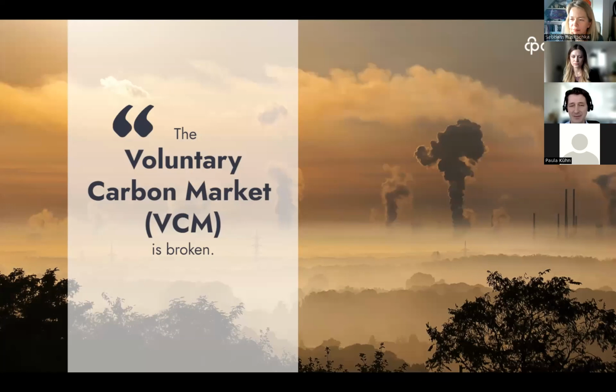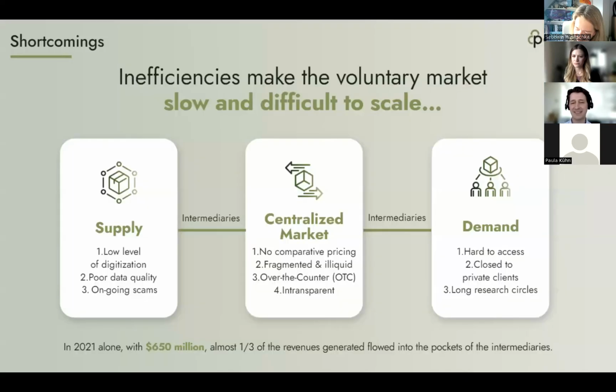It's not the easiest market to understand, but I dare to make the bold statement that it's also quite broken. Why is it broken? Well, it is just totally inefficient, and the problem is it won't scale to the size where we need it to scale in order to fight the climate problem. And where are the inefficiencies coming from? They are there to be seen throughout the entire value chain.